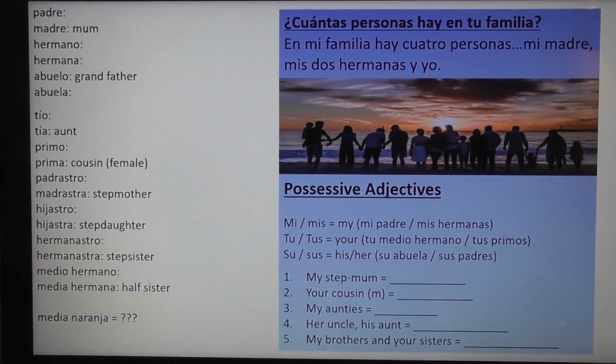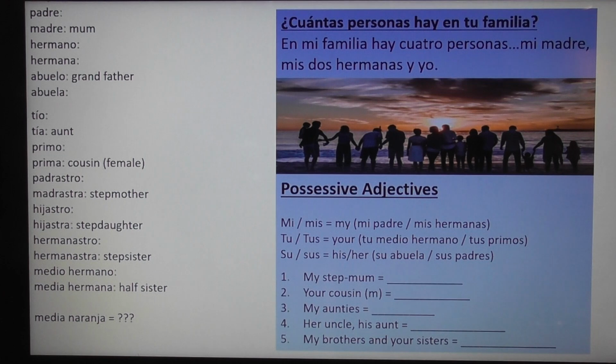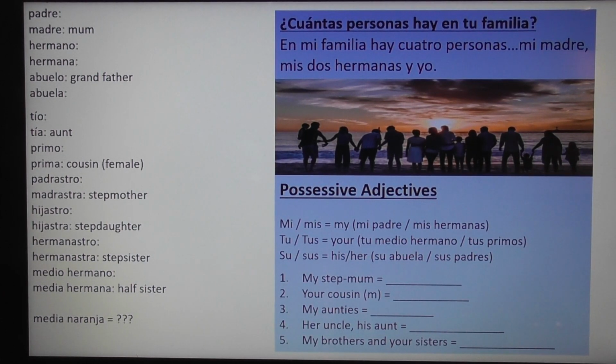Other way around this time, so I'll say the word in English, you're going to call it out for me in Spanish. Okay, here we go. Sister, hermana, brother, hermano, auntie, tía, uncle, tío, grandfather, abuelo, cousin, male, primo, stepbrother, hermanastro, y finalmente, other half, media naranja.